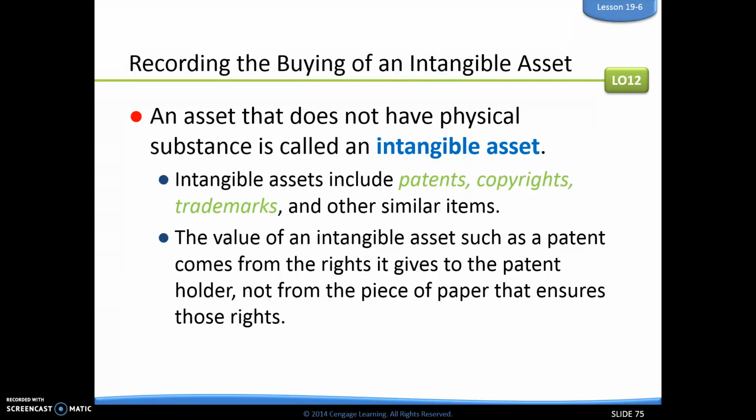The thing you have to remember about intangible assets is that their value comes from the rights it gives to whoever owns that patent or copyright or trademark, not from the actual piece of paper that says that. So it's actually the rights that are valuable, not necessarily a physical piece of something.